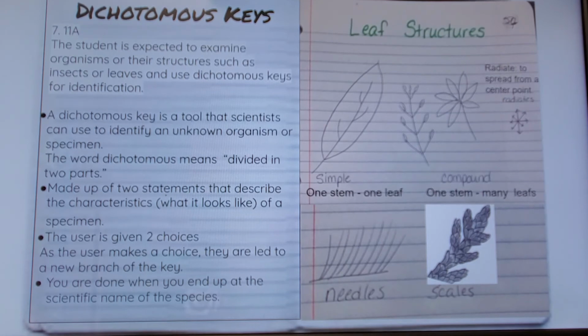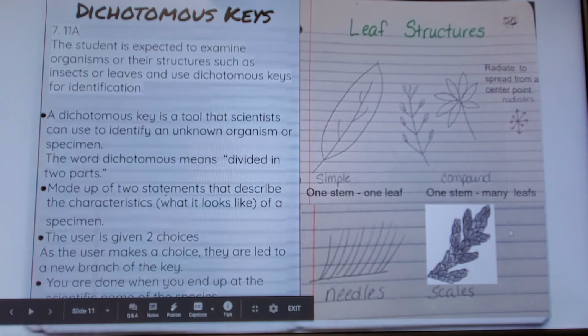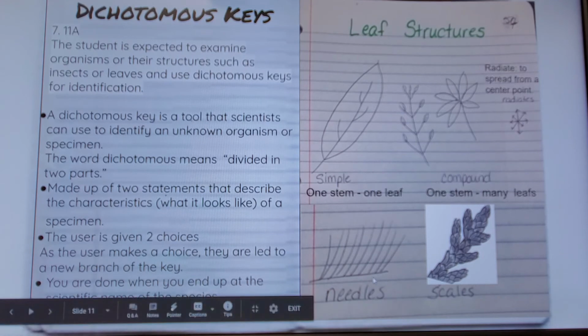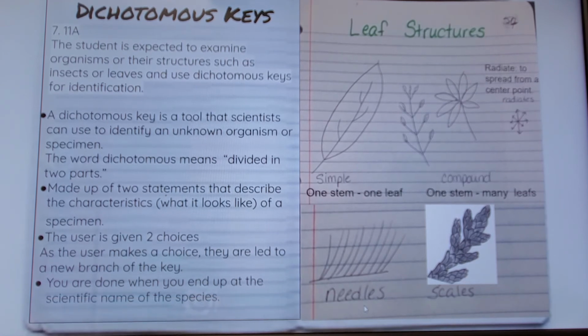And we're going to add two more pieces to our notes down at the bottom. And the first one is needles. And it's just as the name implies. Think of a needle that you sew with. They're long and skinny and smooth. Some trees, like Christmas trees, have their leaves are needle leaves.